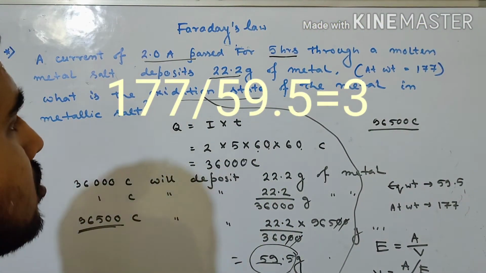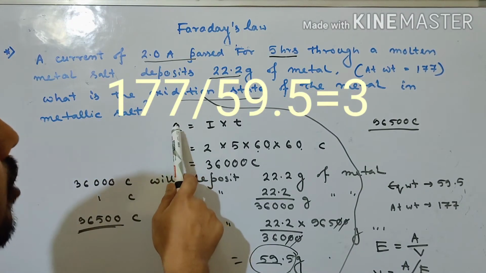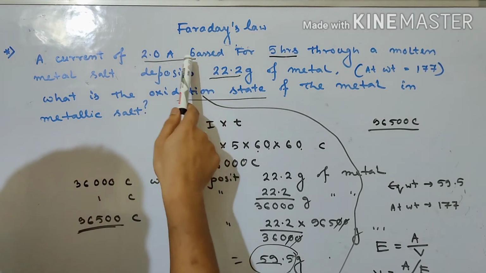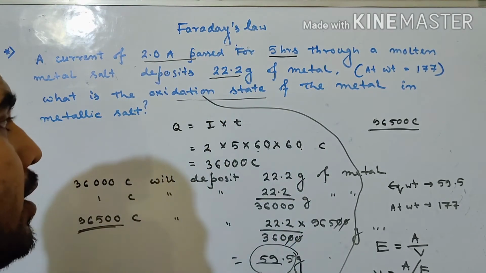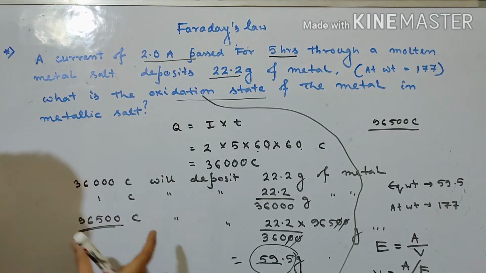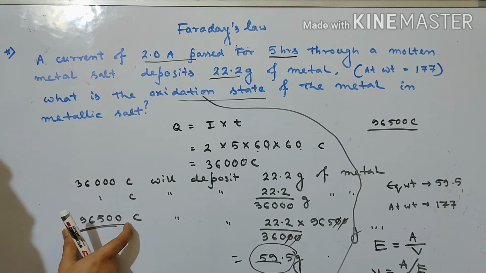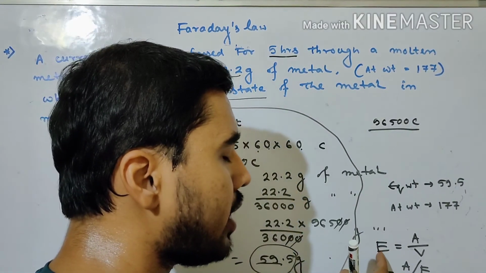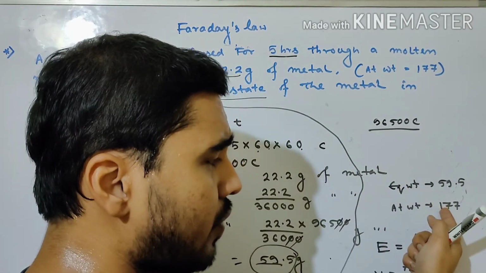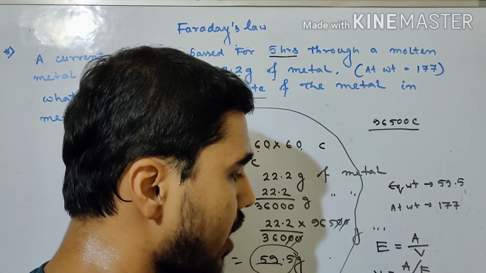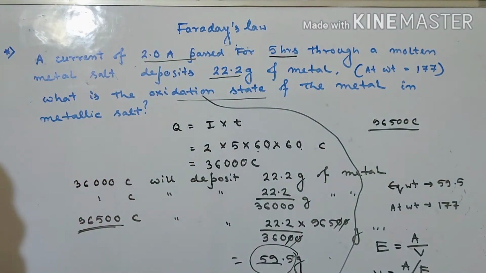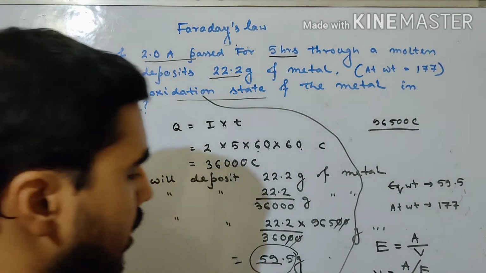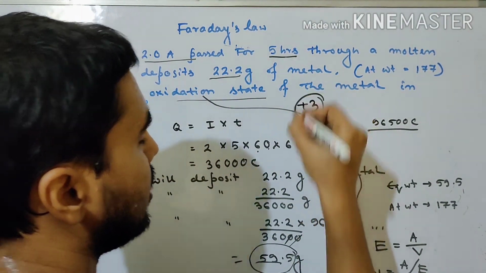So just to repeat the process, we are initially finding out how much total electricity was passed. According to the question, that much electricity will deposit 22.2 gram. In order to find out the equivalent weight, we pass 1 Faraday or 96,500 coulomb, that will deposit 59.5 gram. Now we have the equivalent weight because the atomic weight is already given. According to this formula, we find valency, and from valency we can say what the oxidation state should be. Since it is metal, the oxidation state should be plus 3. That should be the answer.